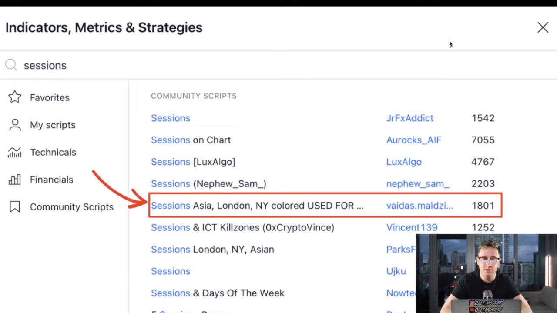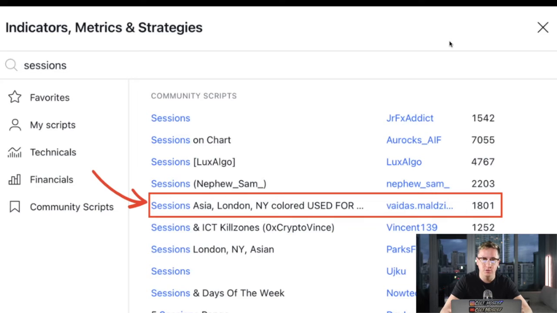So I want you guys to get these two indicators. The first indicator is going to be the sessions indicator. So if you go on TradingView and you type in sessions, you'll be able to see this one right here that's highlighted, sessions Asia, London, New York colored.